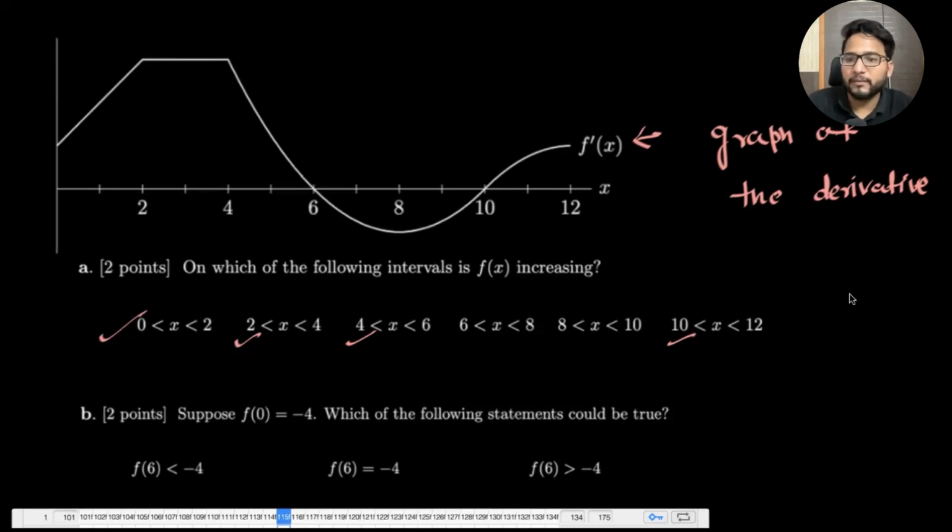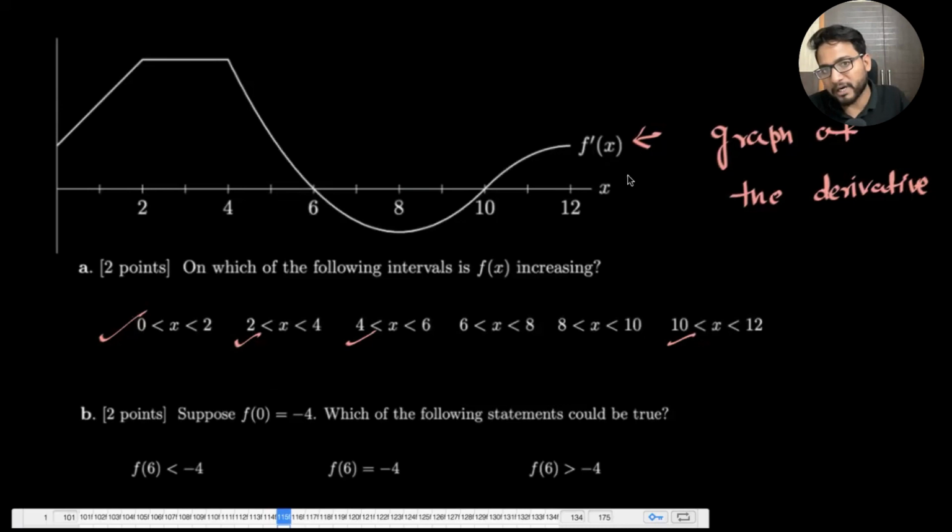Okay, now tell me, suppose f0, you don't know f0, you basically know approximately the values of f dash x, but you don't know f0. So they are saying that f0 is -4. Then which of the following statements could be true? They are asking you about f6. Tell me. 4 to 6 is not decreasing. 4 to 6, f dash x is decreasing.